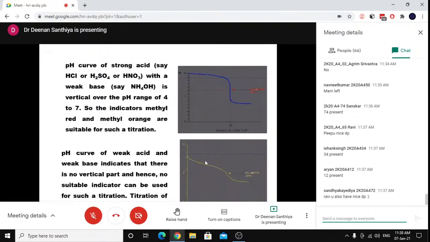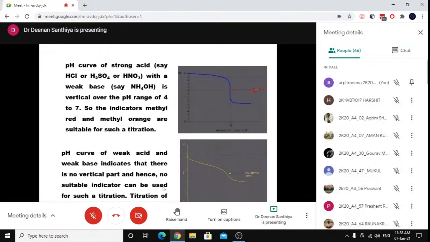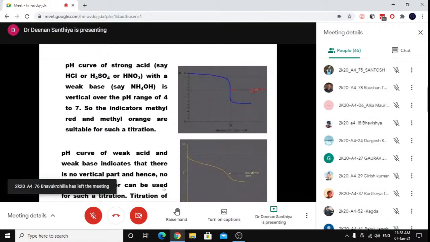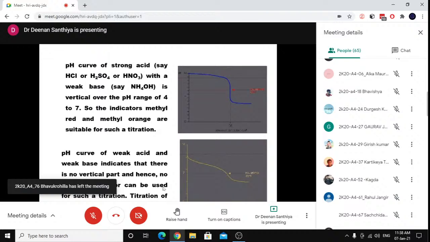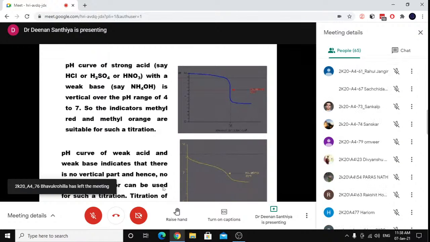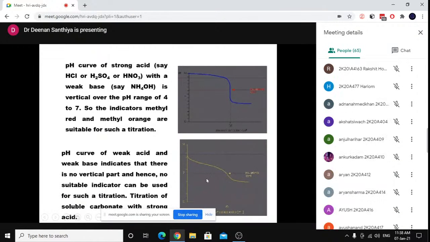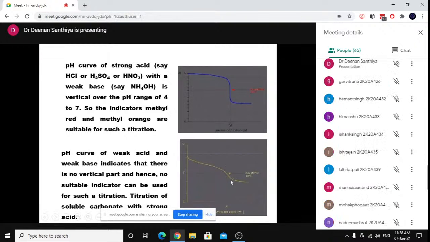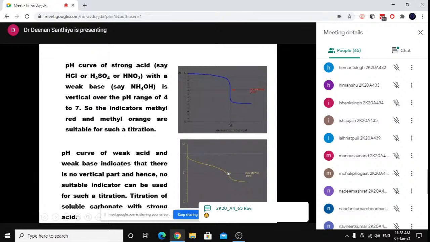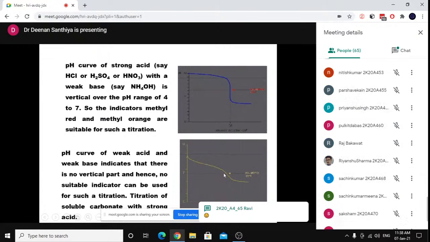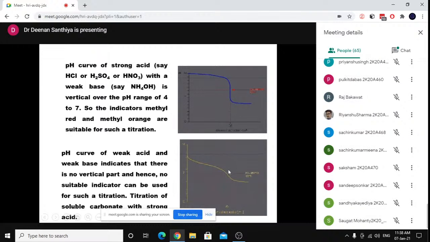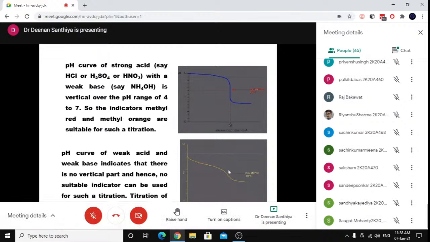So weak acid, weak base titrations cannot be done by classical titration analysis, because there won't be any clear change in the pH while you are adding acid to base or base to acid. Okay, is it clear to you?